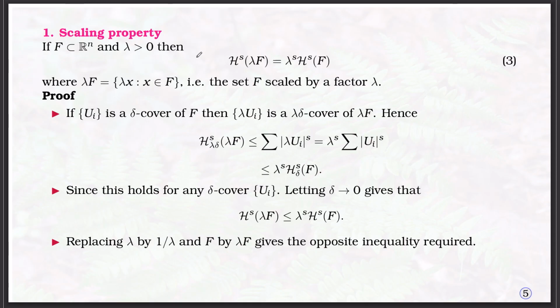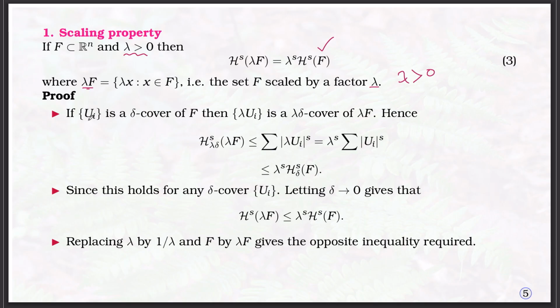The scaling property of S-dimensional Hausdorff measure. If F is a subset of R power n and lambda is greater than 0, a positive real number, then H^s of lambda F equals lambda power s times H^s of F. That means where lambda F is defined as all the members of F multiplied by lambda, that means the set F scaled by the factor lambda. One can note that we are taking lambda as greater than 0, a positive real number.